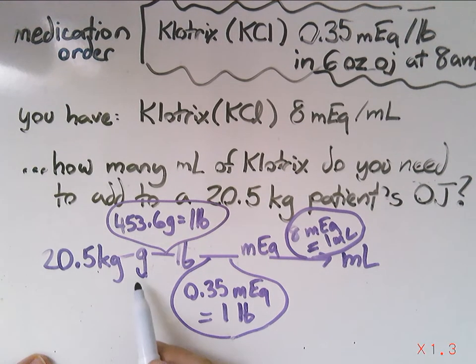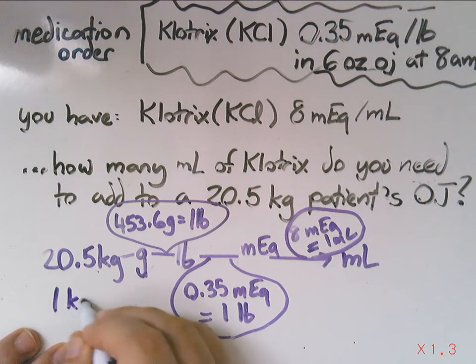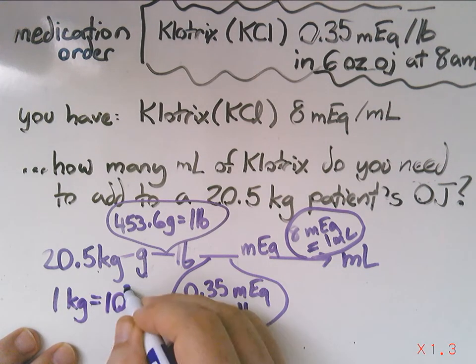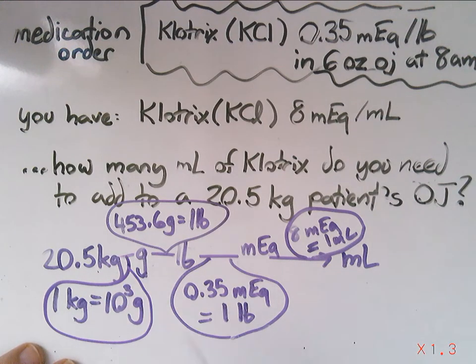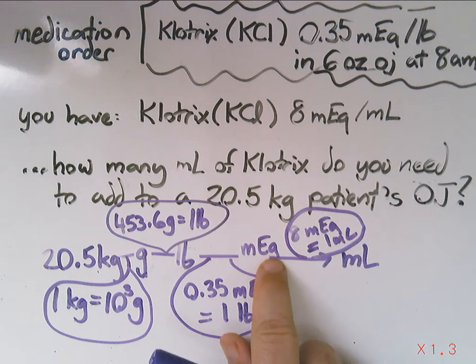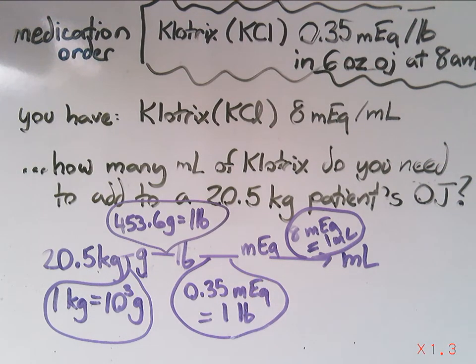And now I need a kilogram to gram conversion. Now you should know this one. 1 kilogram is 10 to the 3 grams. That's from your prefix table that I asked you to memorize. So now we've got a roadmap. It goes from the patient's weight in kilograms to grams, and then to pounds. And then for each pound of the patient's body weight, it turns that into an amount of Clotrix, of drug. And then we're turning the amount of drug that we want to deliver into milliliters. So now we can turn this into a calculation.